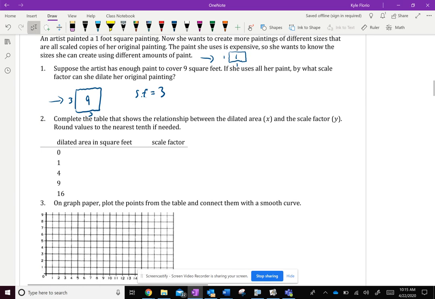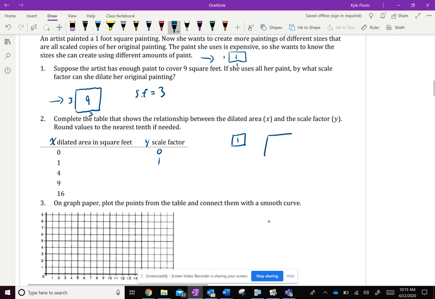So now we're going to complete the table that shows the relationship between the dilated area, which we're going to call X, and the scale factor Y. So this is going to be a little algebra for us right here. That could be good news or bad news. If the dilated area, if the area after the dilation is 0, what was the scale factor? That had to have been 0. If the dilated area is 1, so if my original painting had an area of 1 and the new area is also 1, the scale factor didn't change. You could say it got multiplied by 1 and it stayed the same.